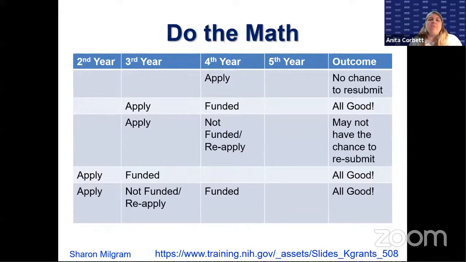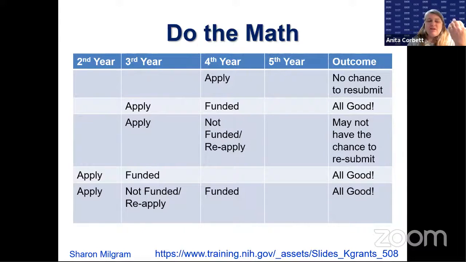And then just thinking about the math for a minute, and these are some slides taken from Sharon Milgram, who's part of the NIH intramural office. So thinking about when you should apply for these types of applications. For the K-99, if you apply in your 4th year, you have no chance to resubmit. So if you get the grant in your 4th year, awesome. You're probably not going to get very much support from the K-99 mechanism. If you apply in your 3rd year and it's funded, that's also perfectly fine, right? You're all set. But if you apply in the 3rd year and you're not funded, it's possible you could run out of time to resubmit in your 4th year.